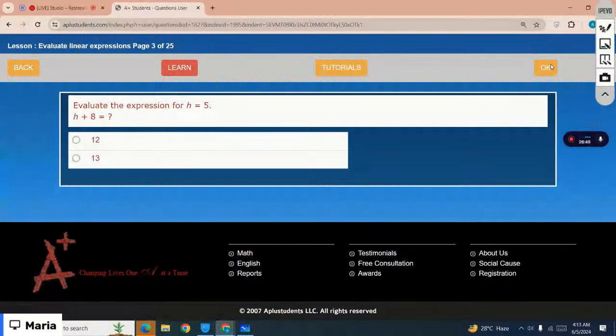Evaluate the expression for h equals 5. So you have to evaluate h plus 8. Replace the h with the value. That means you have to do 5 plus 8. So the correct option is... yes, 8 plus 5, you need to add, right? Replace the h with the value of h, which is 5. So 8 plus 5 is 13. The correct option is option number 2. Got it?